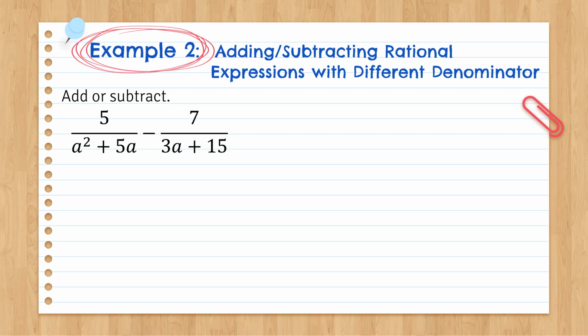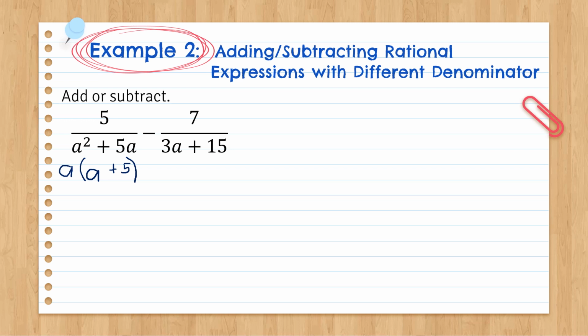So we have a squared plus 5a for our first denominator. Notice that the common factor here is a. Since we already factored out a, the other factors will be a. How did I get a? That is a squared divided by a. So that is a. And then 5a divided by a will give us 5. That is for our first fraction.